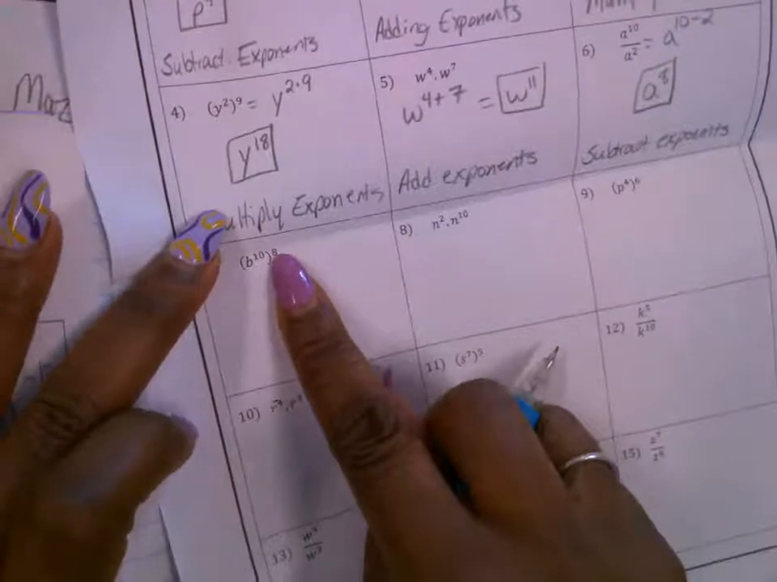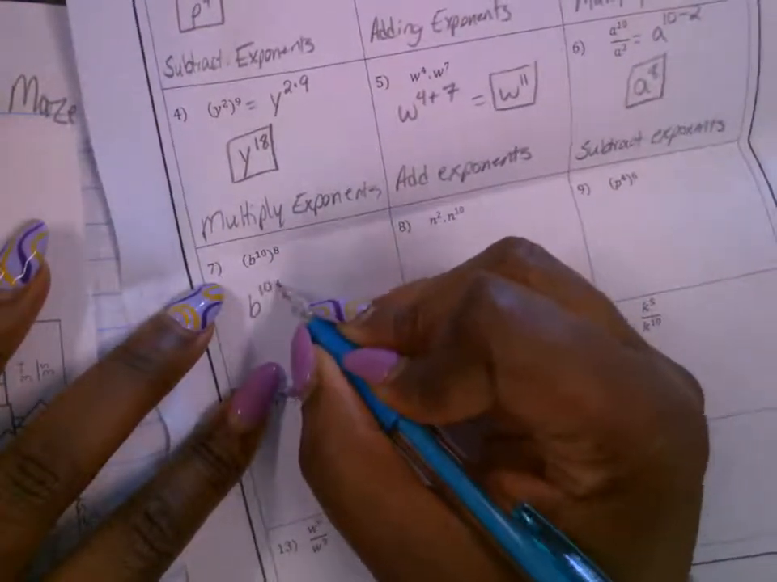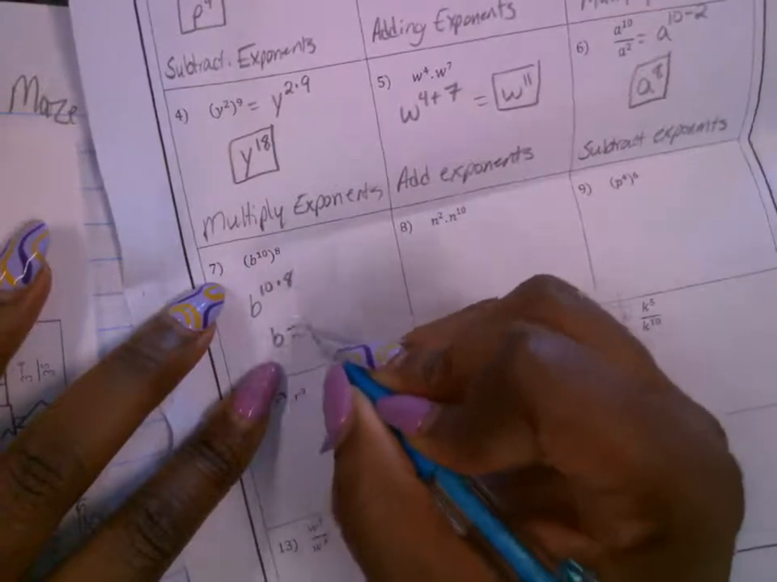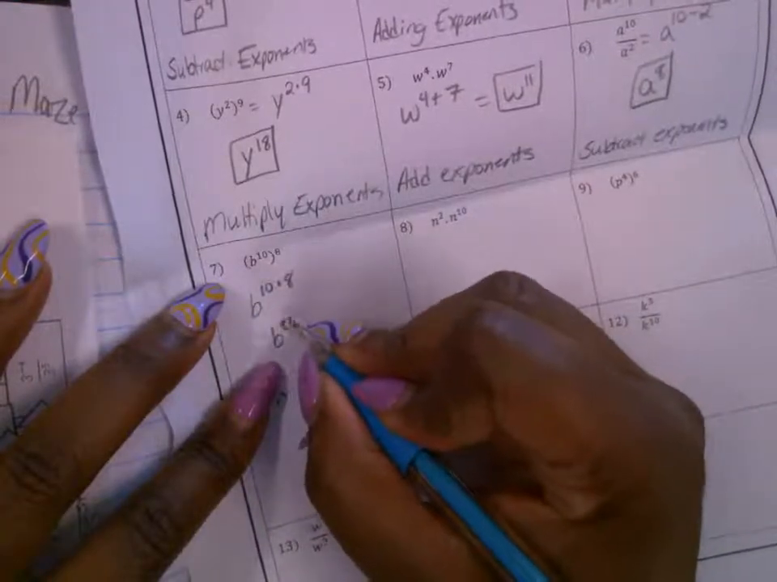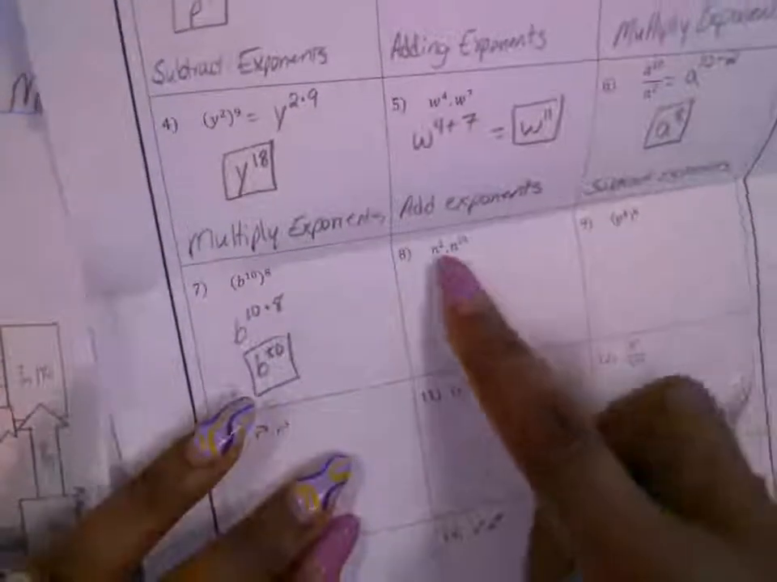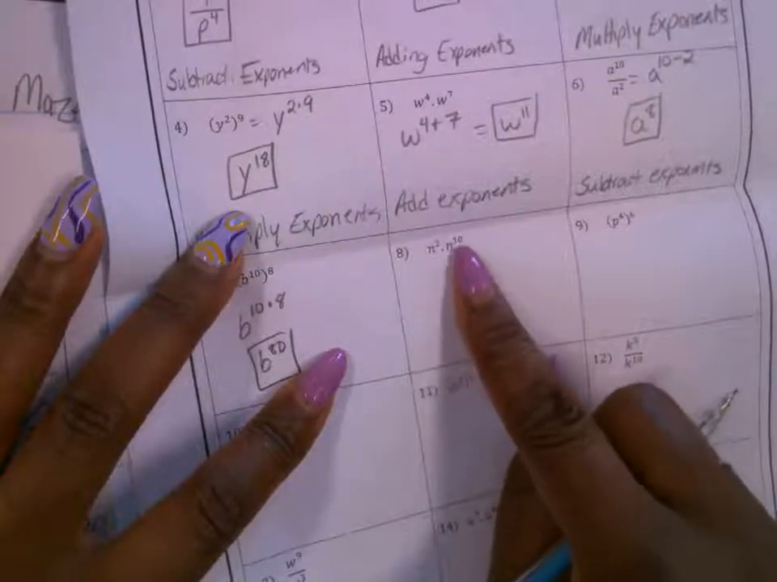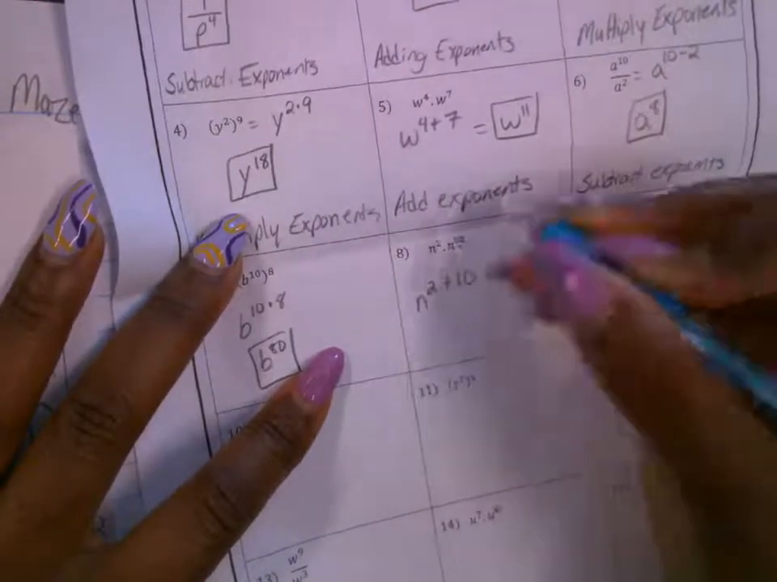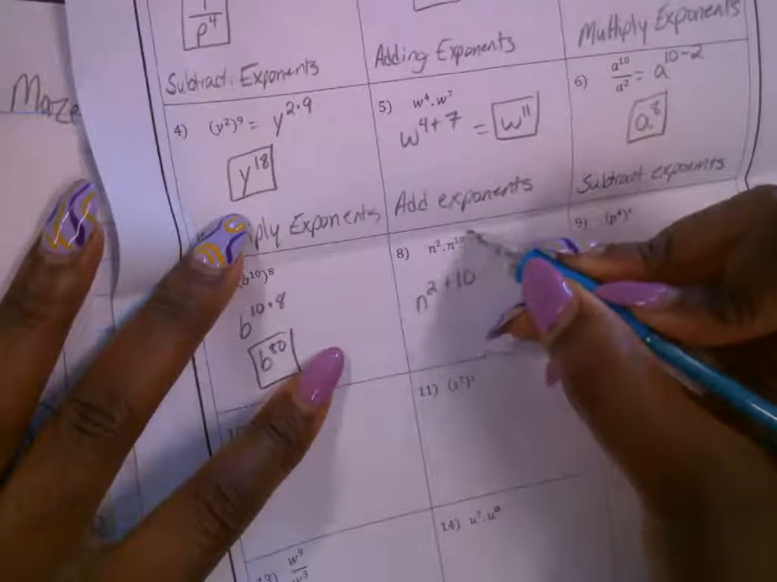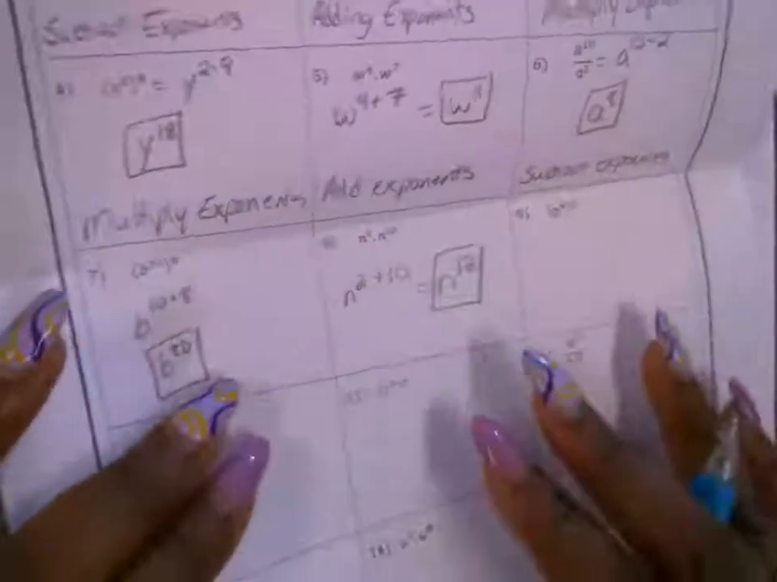So remember, don't forget, power of a power, you multiply the exponents. So this is going to be b, 10 times 8. So that's 10 times 8, sorry, I don't know where I got that from, b to the 80. Okay? This, you multiply like bases. You add exponents when you have like bases. So here you're going to add the exponents. So this is going to be 2 plus 10. n is being multiplied 2 times here and 10 times here. So n is being multiplied a total of 12 times.